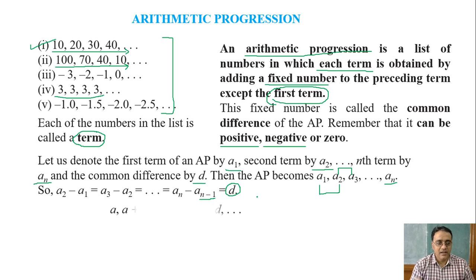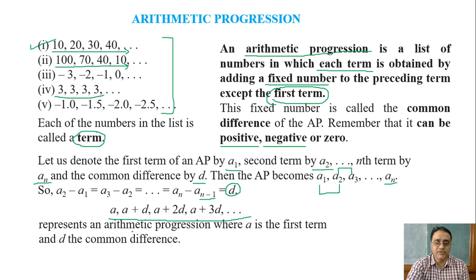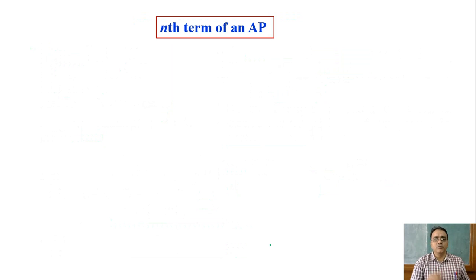Okay, and the standard form of an AP is A, A plus D, A plus 2D, A plus 3D, and so on. So this is called the standard form of an AP, where A is the first term and D is the common difference. This is also called the general form of an AP. Any doubt in this part? No, sir. Okay, now we'll move toward the nth term of an AP.